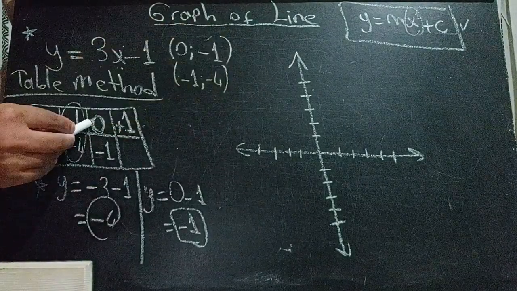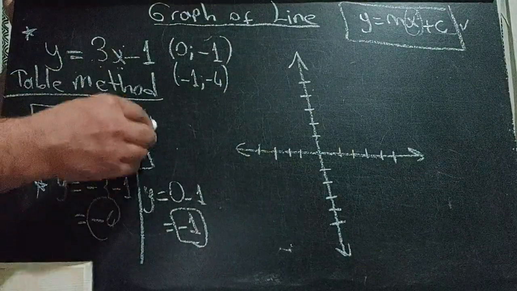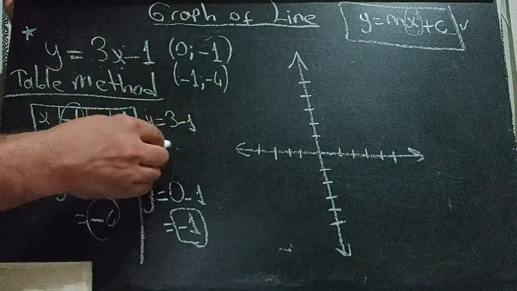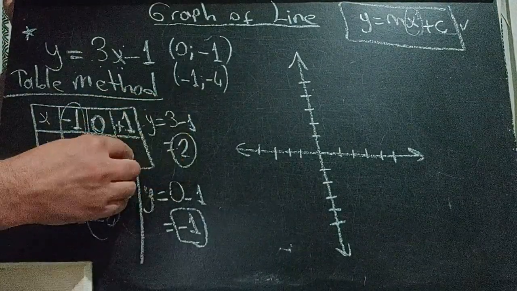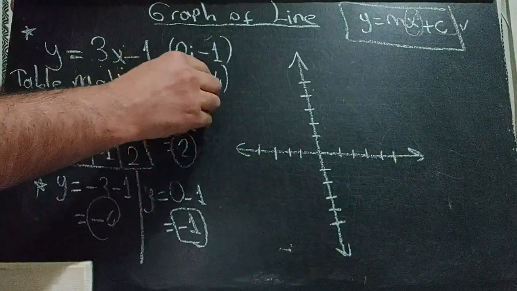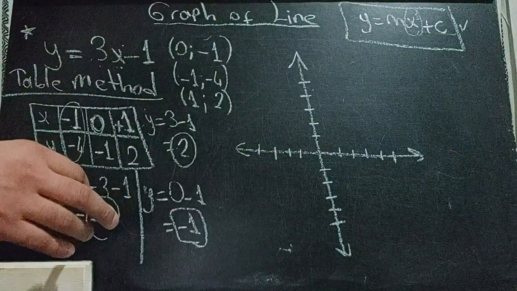See, x 0, y -1. When I give +1, let me put this one there. y equals 3 times 1, 3 minus 1, which is going to be 2. My last point is going to be 1, 2. So you are going to find those points now.